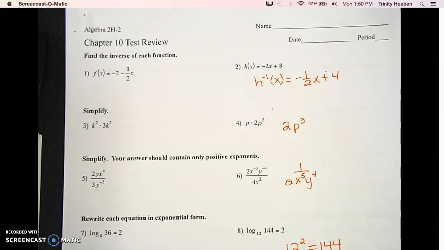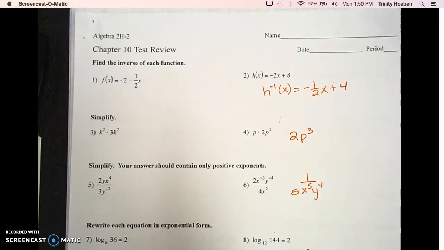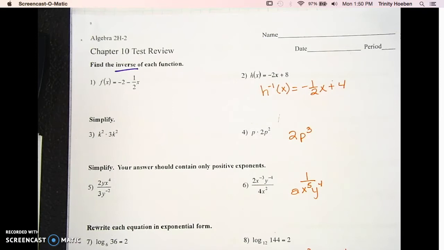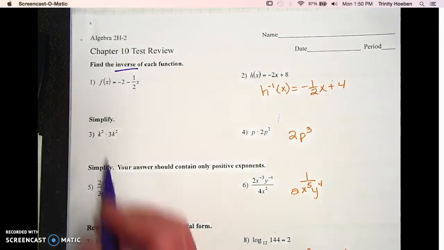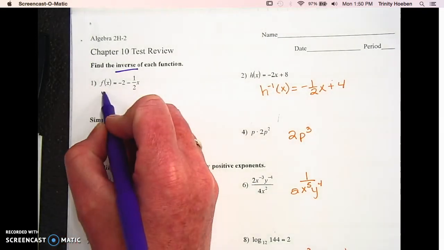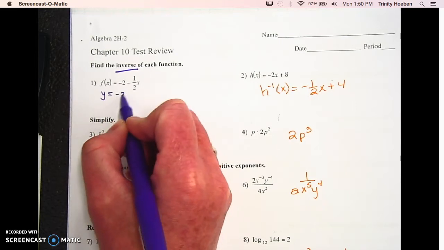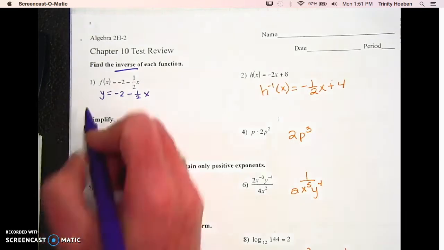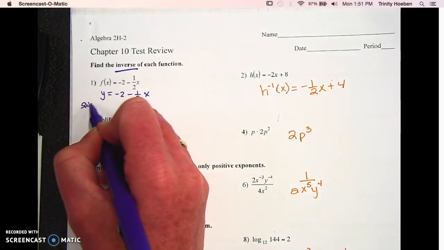So today we're going to go over the answers for the odds on the Chapter 10 test review. So number 1, you're asked to find the inverse of each function. The first thing you want to do is change the function of x to y equals, and then just rewrite the right side of the equation. Once you've done that, you're going to switch the x and the y.